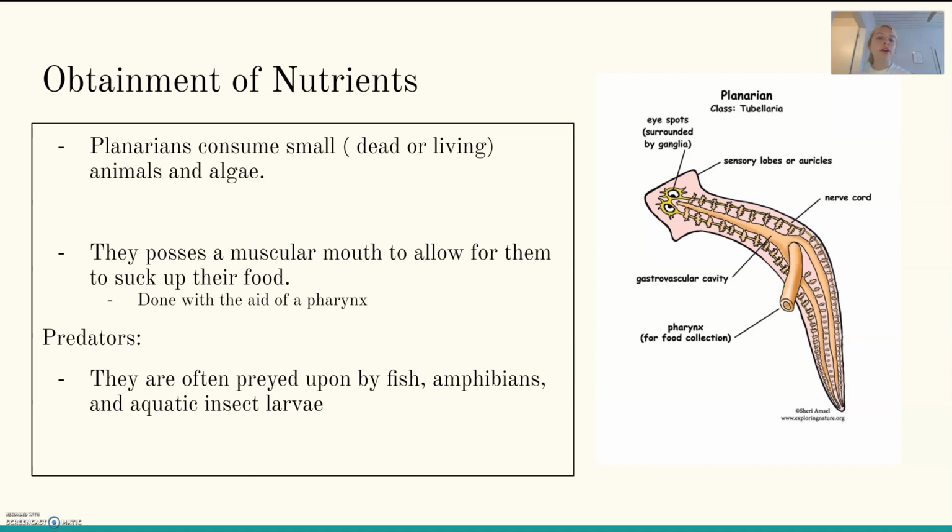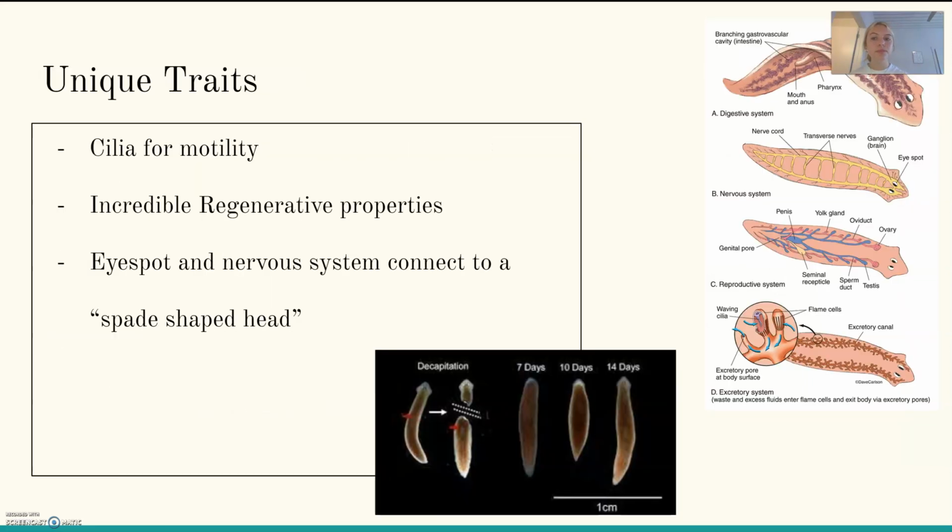They're preyed upon by fish, amphibians, and aquatic insect larvae. So they're a good nutrient source for a lot of aquatic animals in both marine and freshwater environments.